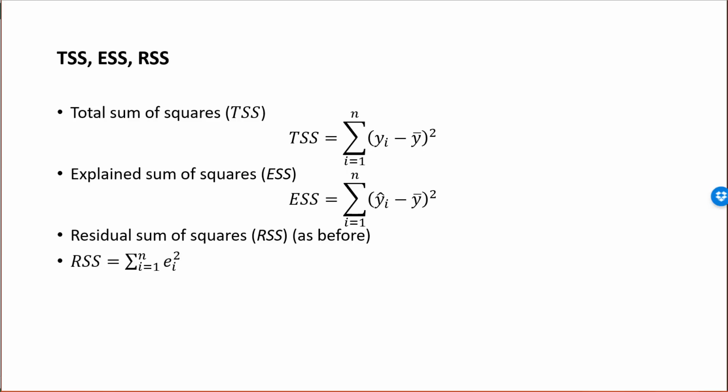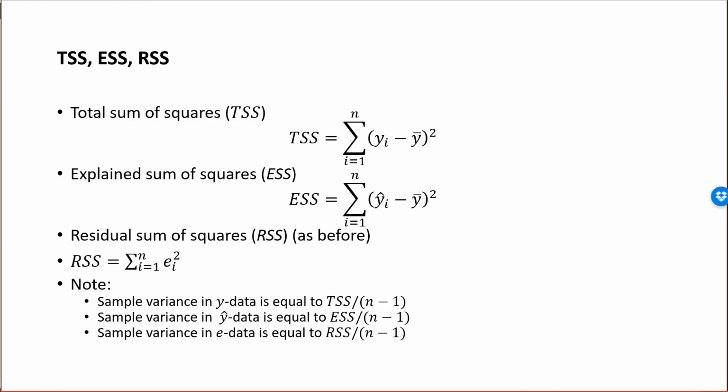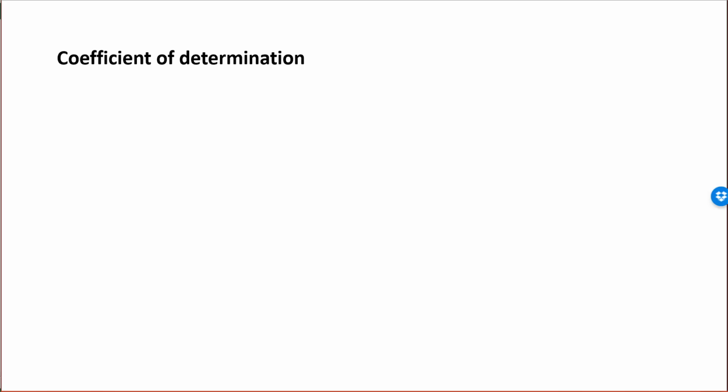So we also have these three connections between the SS and the sample variance. The sample variance in the Y data is TSS over n minus 1, or alternatively, TSS is n minus 1 times the sample variance in the Y data. The sample variance in the fitted data is ESS over n minus 1, and the sample variance in the residual data is RSS over n minus 1. With these definitions, we are ready to define the coefficient of determination, or R square.